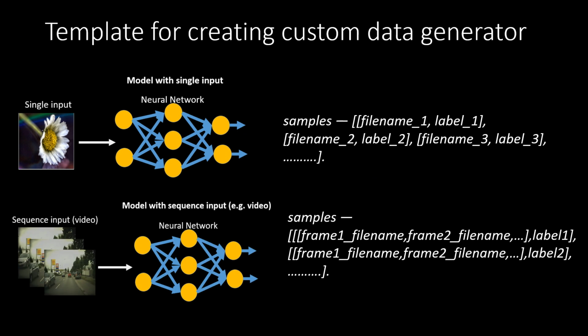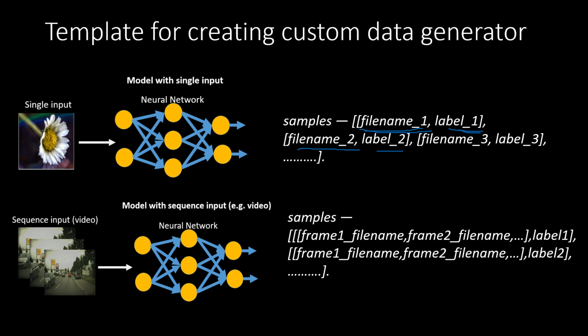So for example, if it's an image, your data loader should be giving you an image and its corresponding label. So when you prepare the samples, it should be in this format itself. Like you have a file name for the image and its corresponding label, that becomes one sample, and the next is a file name and its label, that becomes another sample, and so on.